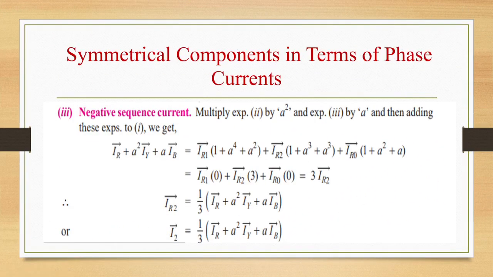Now negative sequence current: IR plus a square IY plus a IB will be equal to IR1 into (1 plus a power 4 plus a square) plus IR2 into (1 plus a cube plus a cube) plus IR0 into (1 plus a square plus a). So that is coming as 3 IR2. So IR2 will be 1/3 of (IR plus a square IY plus a IB), or if you omit the R term here, I2 will be equal to 1/3 times (IR plus a square IY plus a IB).